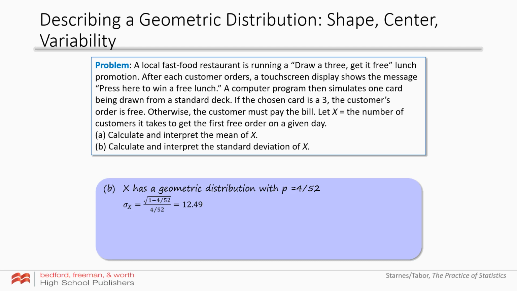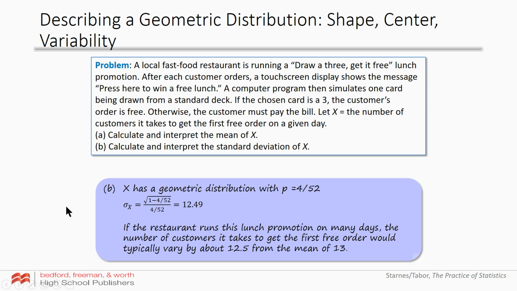Standard deviation: again, I already showed that this is geometric, so we can use that formula. Plug in 1 minus P, the square root of that, over P, so 12.49. Again, if the restaurant runs this lunch promotion on many days, and that part's important, the number of customers it takes to get the first free order would typically vary by about 12.5 from the mean of 13.